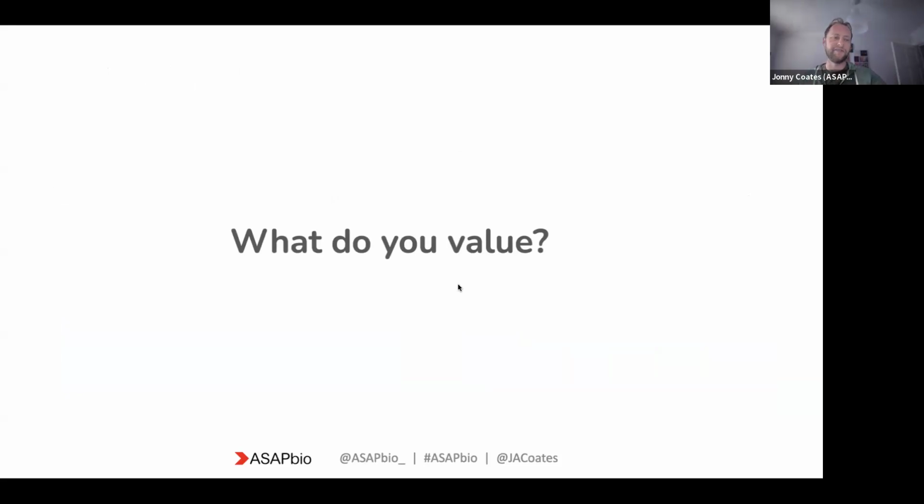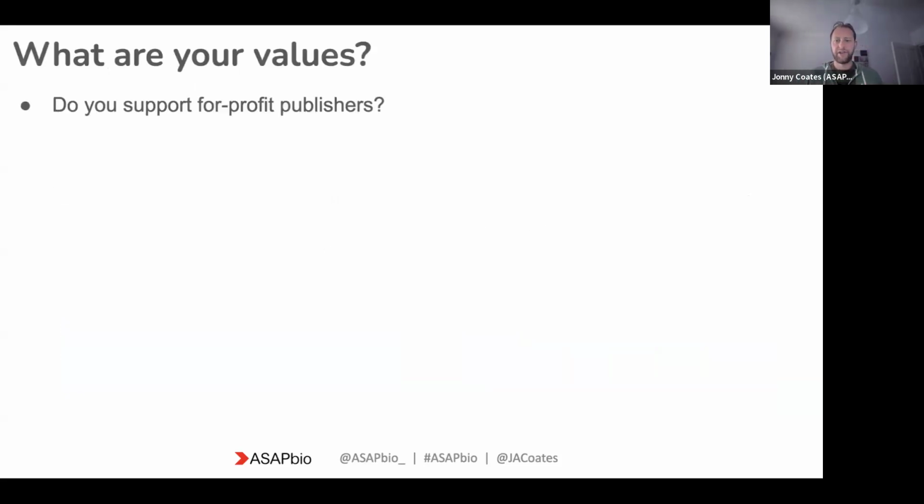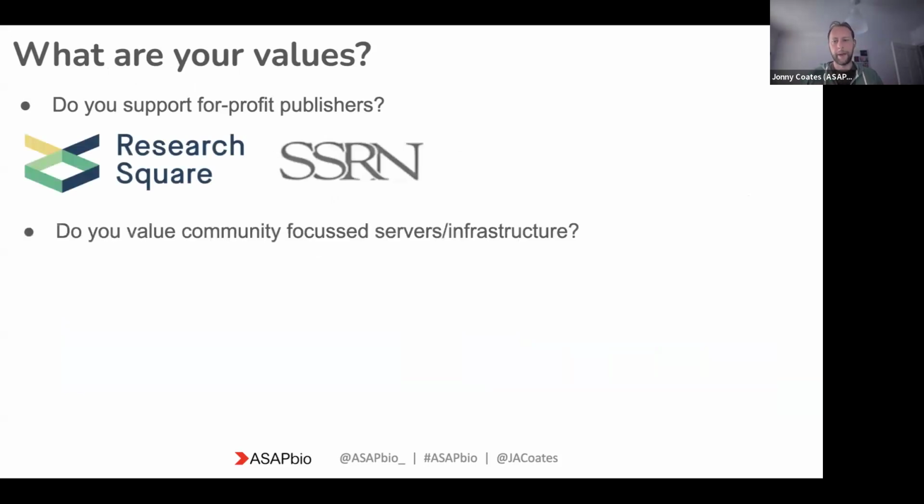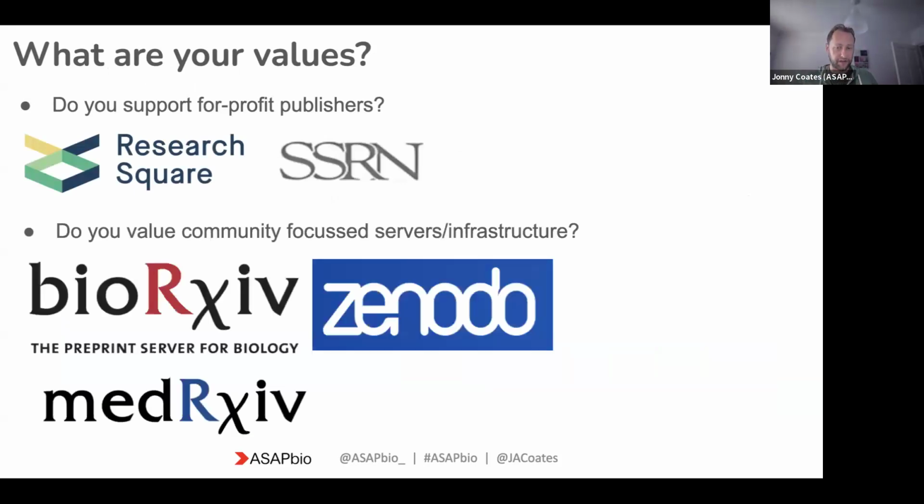And then we come down to my favorite part. What do you value? And I just put some questions in here. So, do you support for-profit publishers? You shouldn't, but a lot of people do. Then you would post your preprint to places like Research Square or SSRN. But if you value community-focused servers and infrastructure instead, then you'll go to these kind of places.